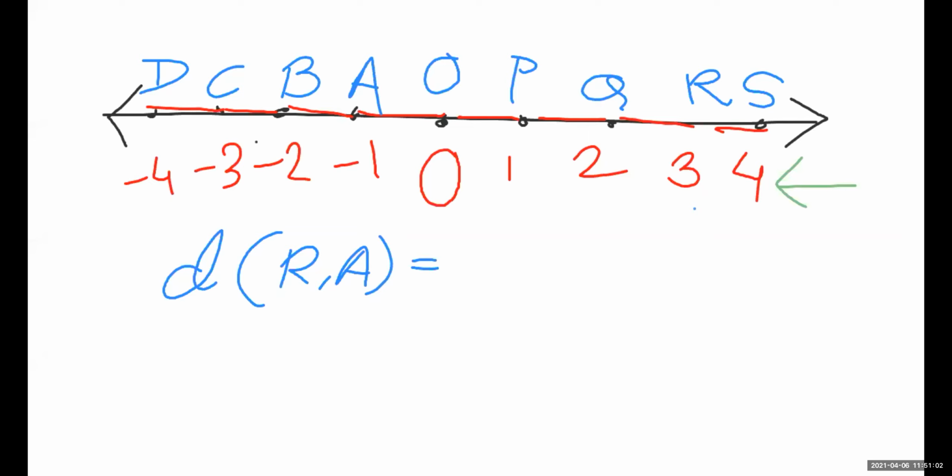Okay. Now just tell me the coordinate of R. What is the coordinate of R? Coordinate of R. It's 3. Very good. So coordinate of R is 3. Okay. And coordinate of A. It's a -1. Yes. It's a -1. Which number is greater over here? 3 or -1?